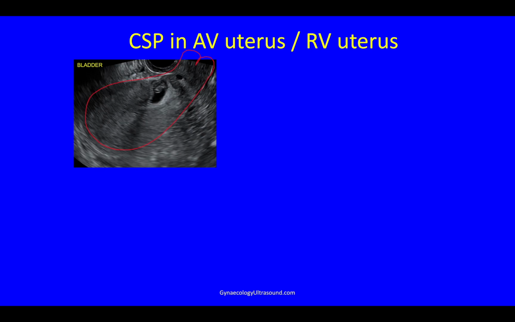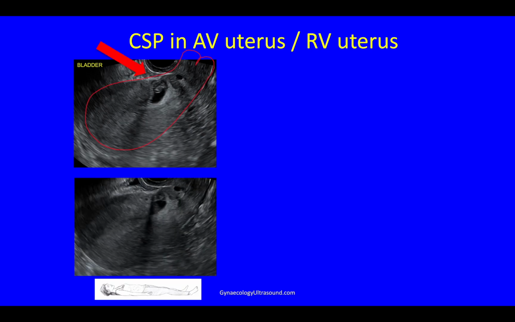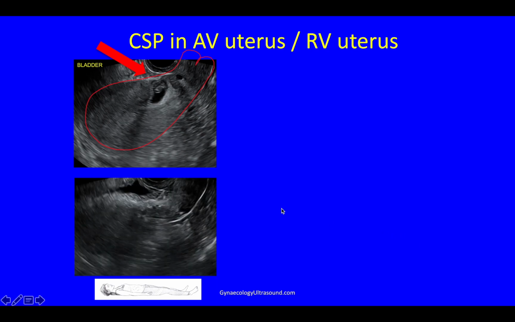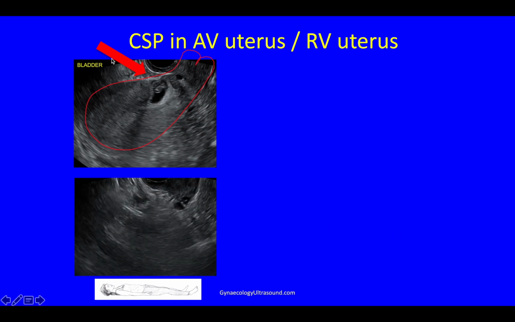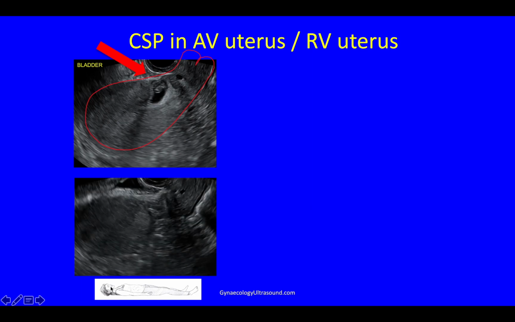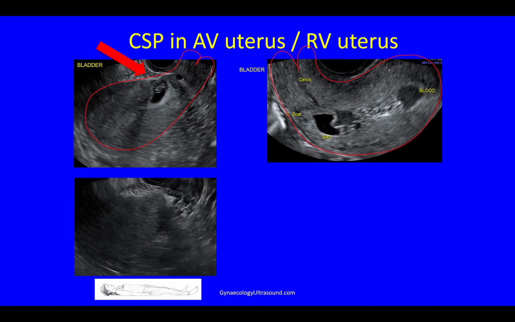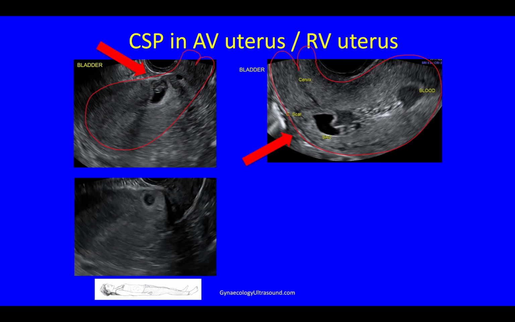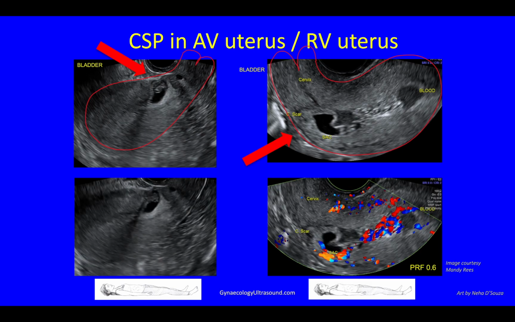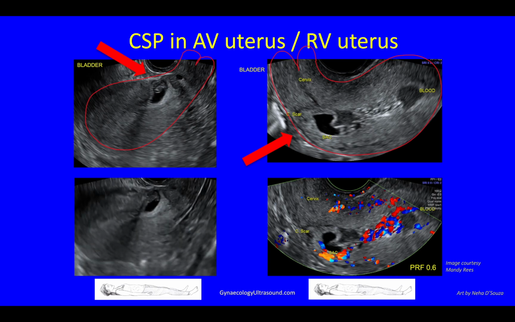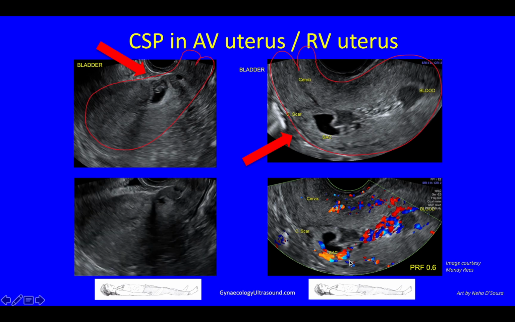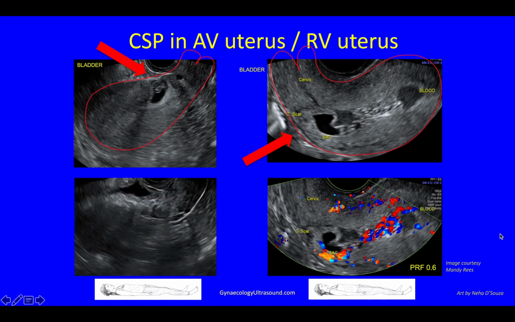So the difference between an anteverted and a retroverted uterus. In an anteverted uterus, the Caesarean scar pregnancy is of course here, closest to the bladder, with the patient's head here, feet there. And in a retroverted uterus, where the uterus points away from the bladder, the section scar pregnancy would be located there, as is proven with some colour Doppler. Again, it's embedded here in the area of the scar.